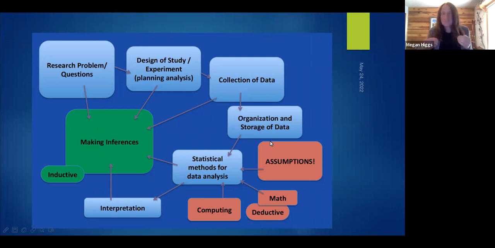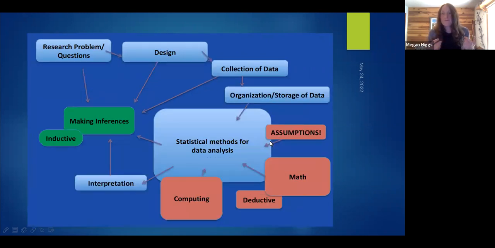The next slide I'm going to show just changes the size of these rectangles to show what I feel is the representation of how things are valued in our current paradigm. So to me, we downplay the research problem, design, collection of data, even the making of inference part, and blow up this statistical methods for data analysis piece. The assumptions piece is smaller, the math is bigger, the computing is bigger.